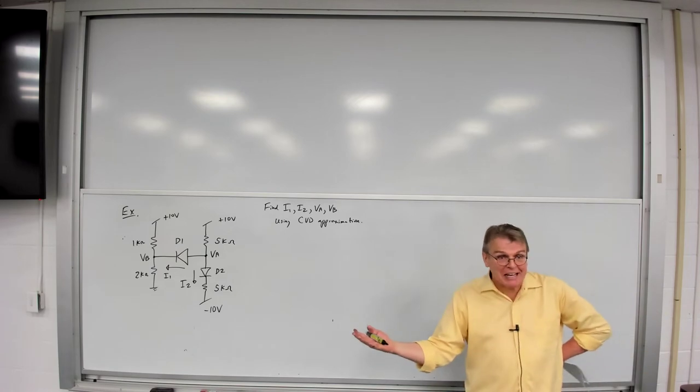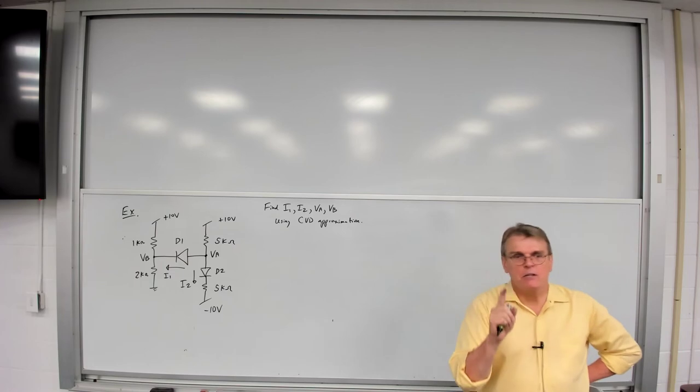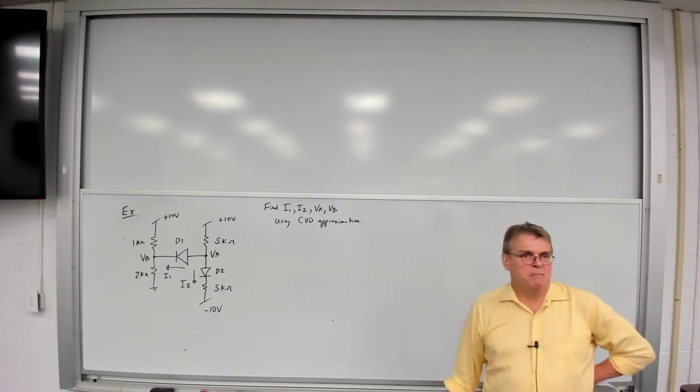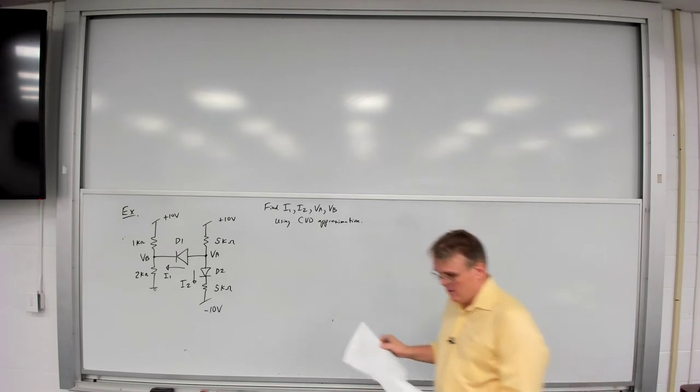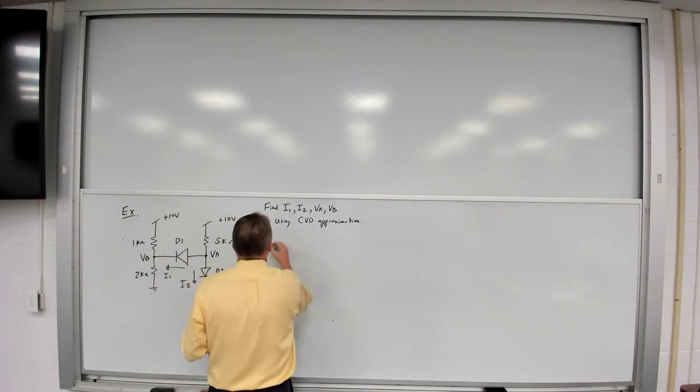Make an assumption, make a guess, check the assumptions, check the boundary conditions. This is no different than the ideal diode, except now when the diode is on, it's not 0 volts, it's 0.7. But the technique is exactly the same. So let's make an assumption. Let's first assume D1 and D2 are on.